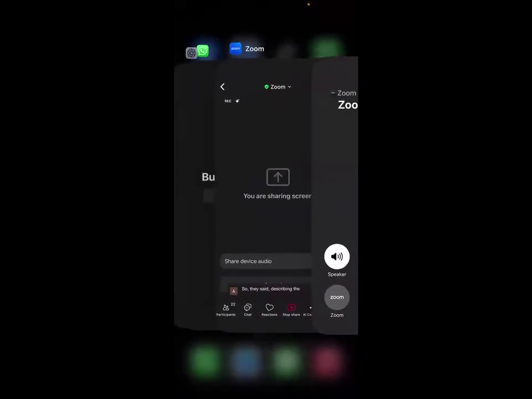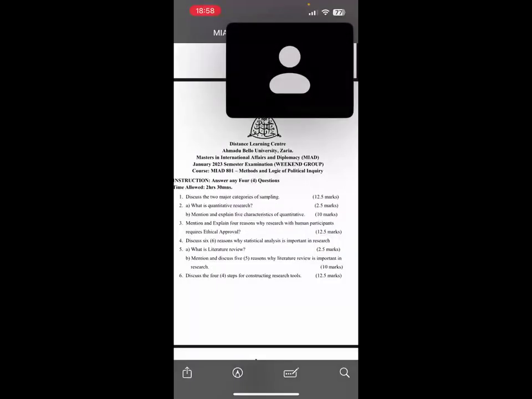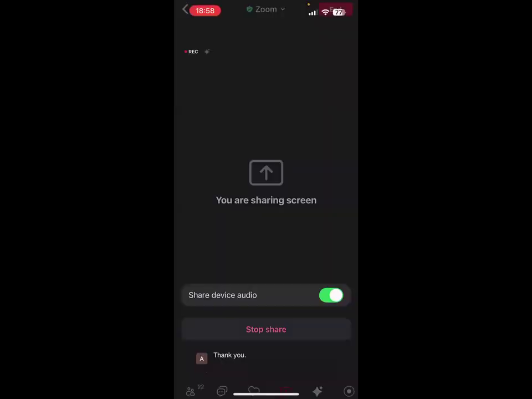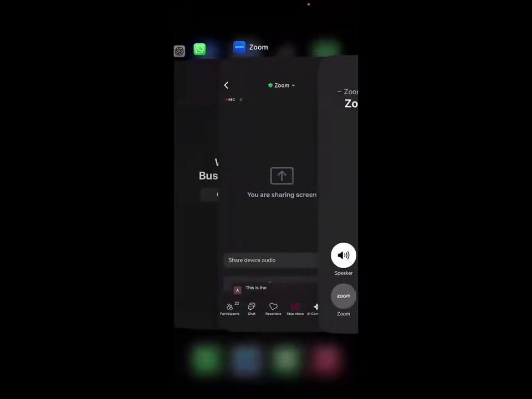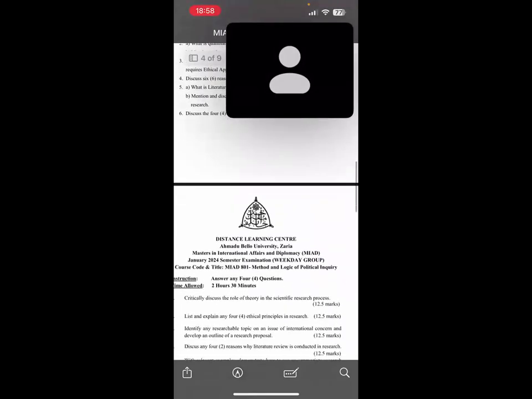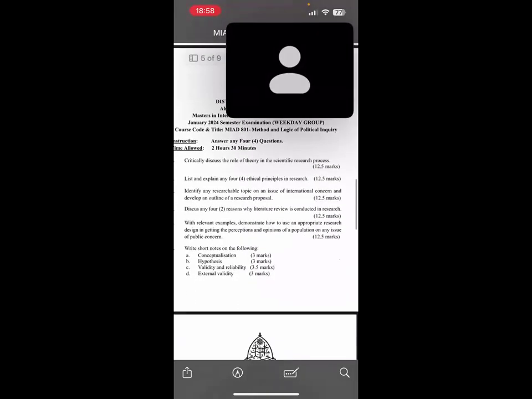So they said, describing the tools in research. Who is this person again? Please mute yourself. This is disturbing now. Please mute yourself. So, discuss the four steps for constructing research tools. That's one. Okay, what about here?